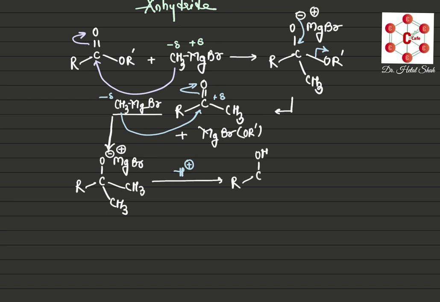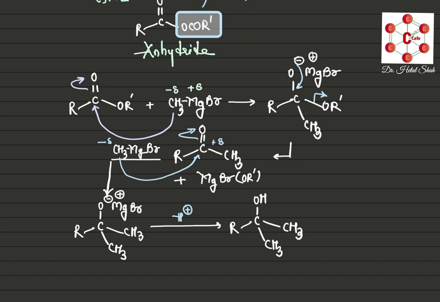So now you get a tertiary alcohol with an ester, acid chloride or acid anhydride when you react them with Grignard. Why? Because the first product formed is a ketone, and ketones always give tertiary alcohols. All okay here?